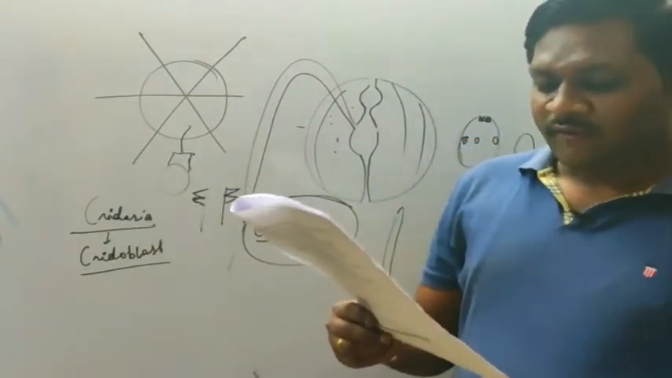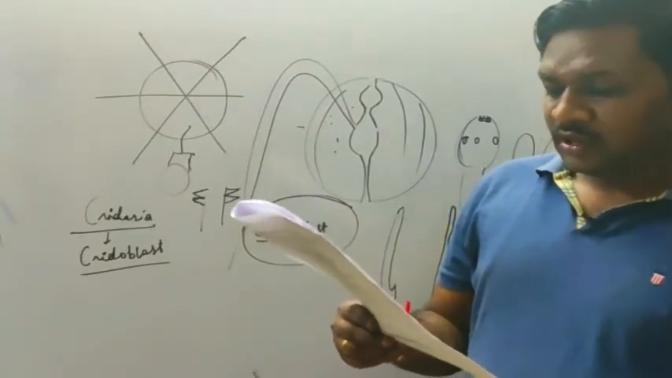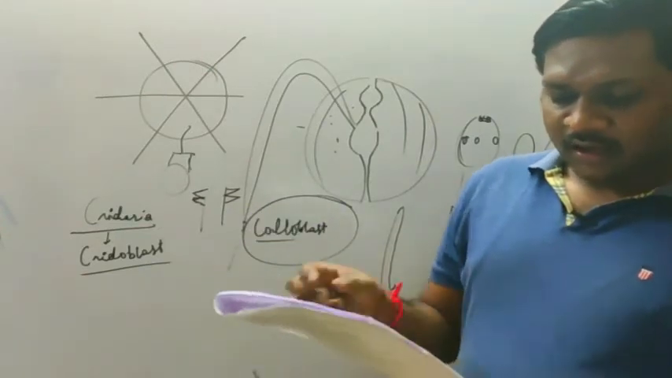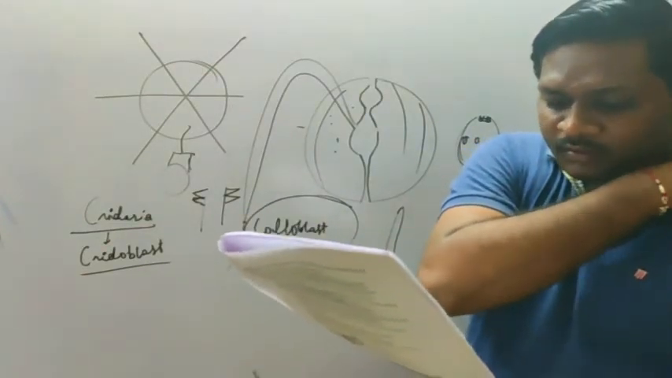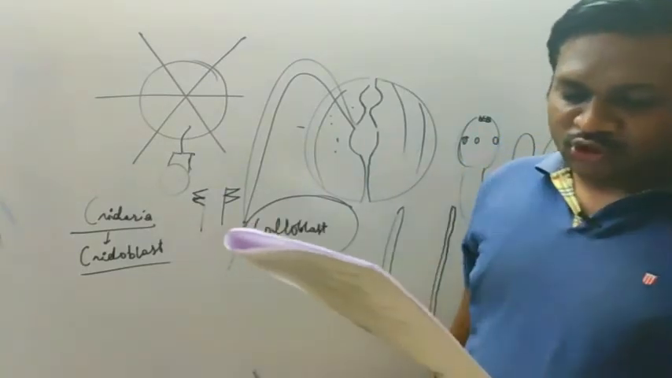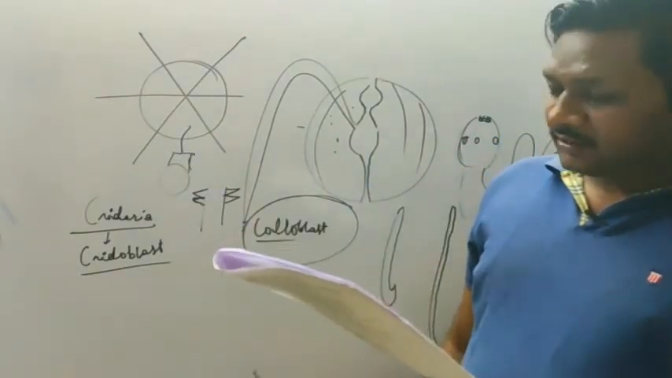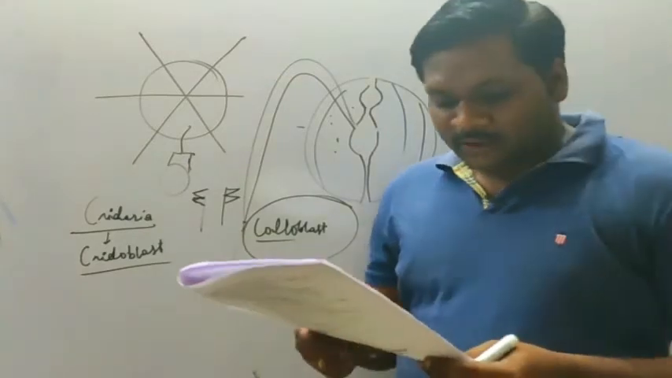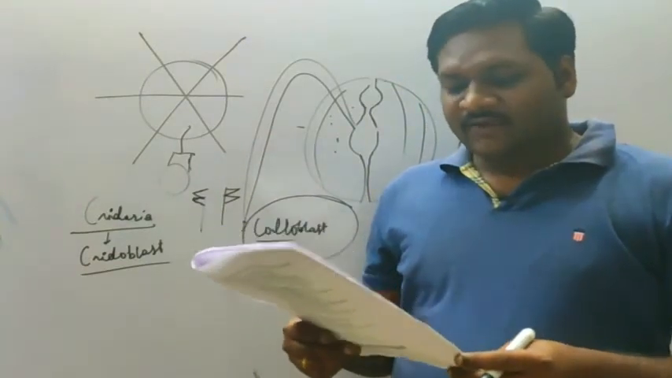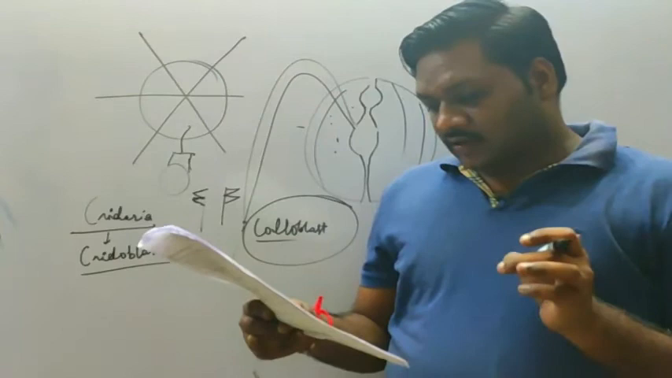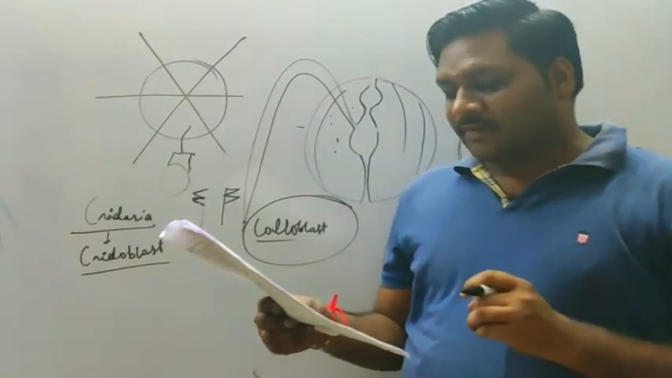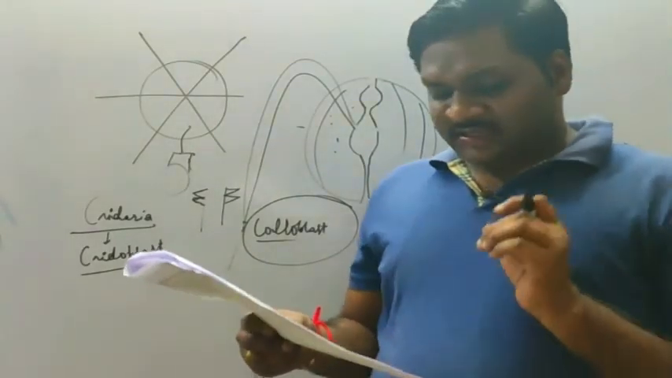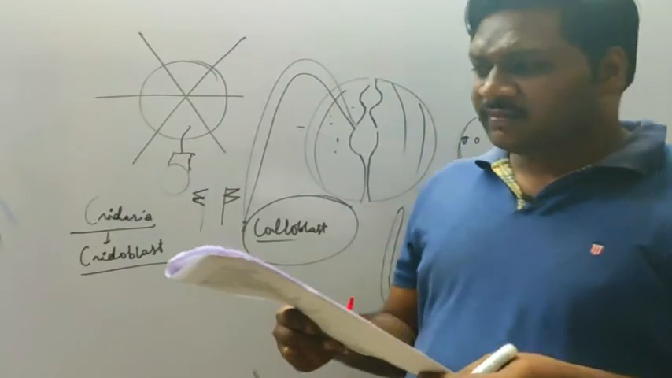Now 171, find the correct match with respect to phylum Hemichordata. Options are given: circulatory system open, body cavity schizocoelom, respiratory pigment hemocyanin, and gill slits absent. We have to consider which one is the correct match. In hemichordates we have an open circulatory system, so this is the correct one, option A.